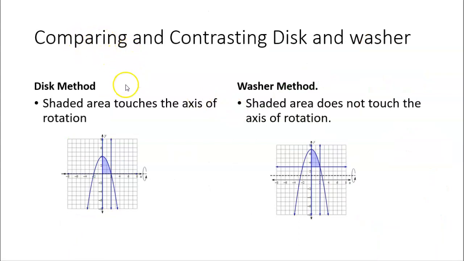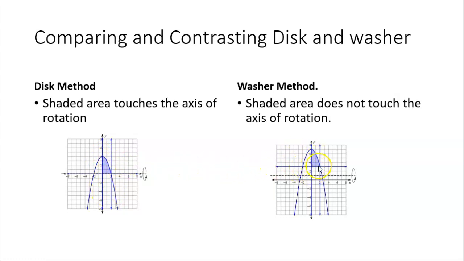So now let's compare and contrast the disk method with the washer method. The real difference is: does the shaded region touch the axis of rotation? As you guys can see here, I've got this little shaded area. That's what I'm going to be rotating around the x-axis. And notice that my shaded area does touch the axis of rotation. The axis of rotation is part of the sides of that shaded region. So if you rotate this, you're going to get a solid without any holes in it.